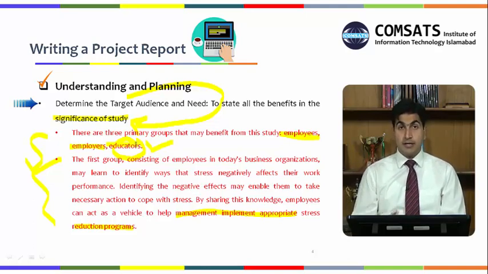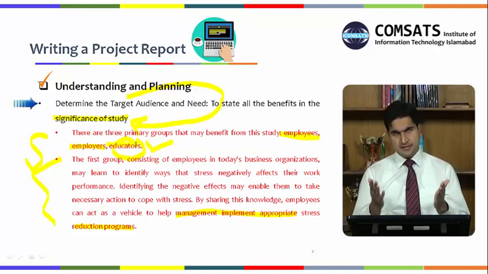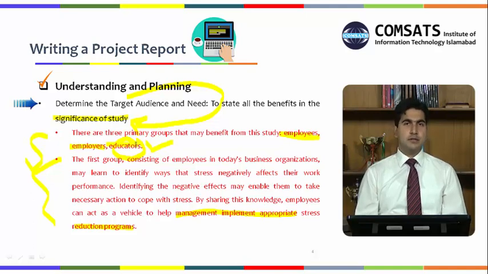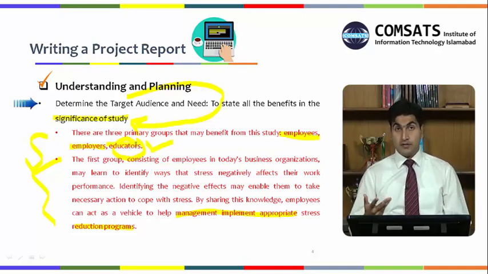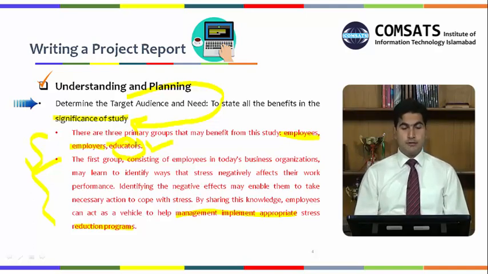And we can even write a fourth category: students, pupils, the upcoming younger generation. They're going to get the benefit as a result of the educators, but they fall within the same umbrella of a university or an academic environment. So that is how, after determining your target audience and their needs, you state the benefits within the significance of the study, the most probable advantages that they are going to get.